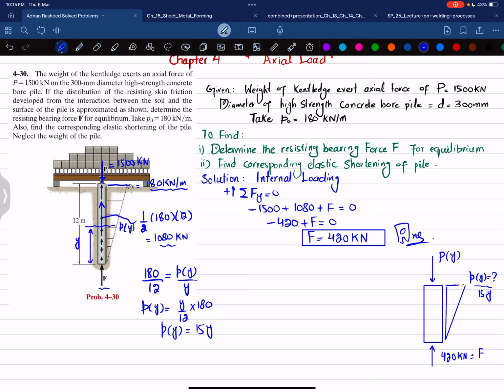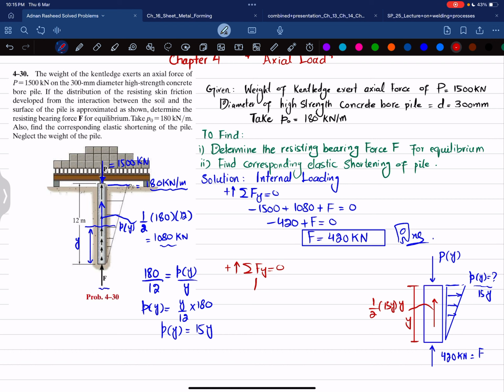Now when you convert this triangular load into a point load, it will be like this, and its magnitude will be equal to 1 over 2 times 15y multiplied by the length where we have cut, which is y. Now we will apply the equation of equilibrium, that the sum of all forces along the y direction must be equal to 0, and upward force is taken as positive.